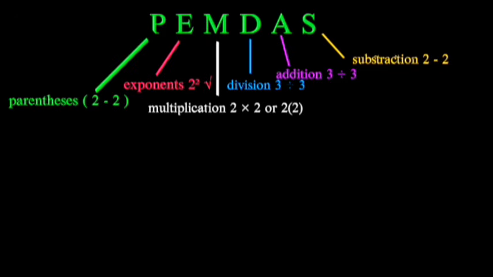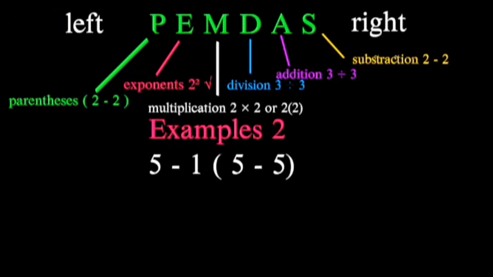According to PEMDAS, we begin with anything inside parentheses. After that, we calculate exponents and roots. Next, we perform multiplication and division from left to right. Finally, we complete addition and subtraction from left to right. Multiplication and division share the same priority, so we move from left to right and solve whichever appears first. The same rule applies to addition and subtraction. Now let us solve a few examples.